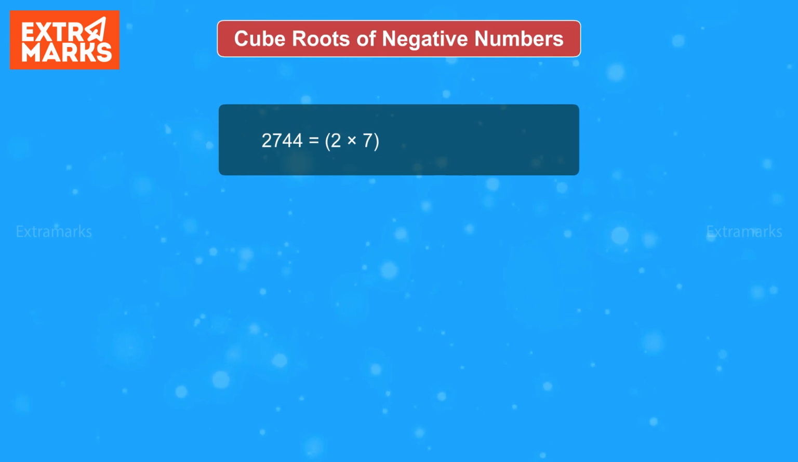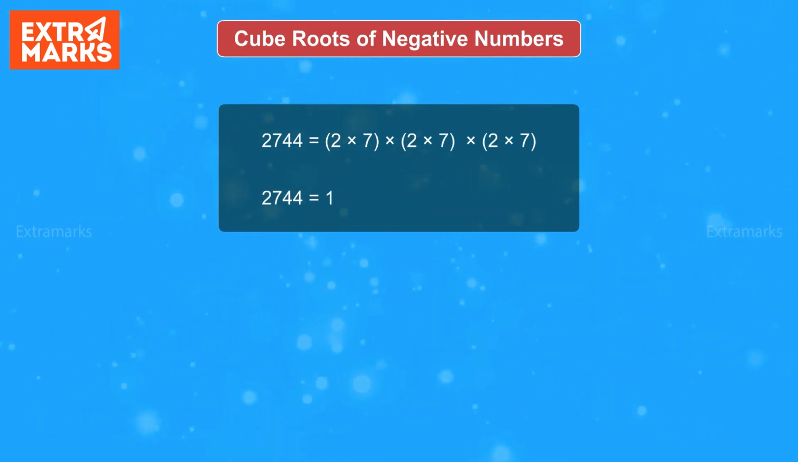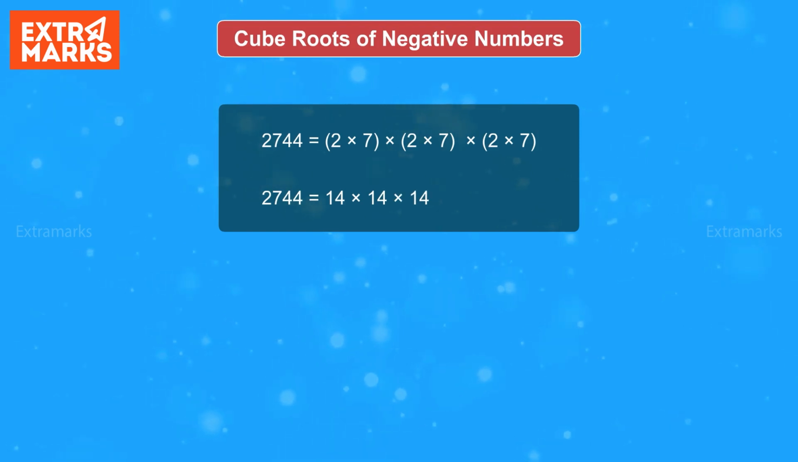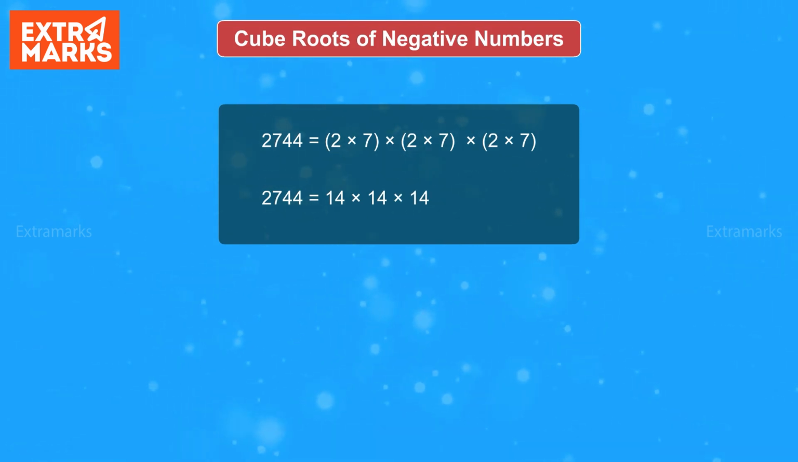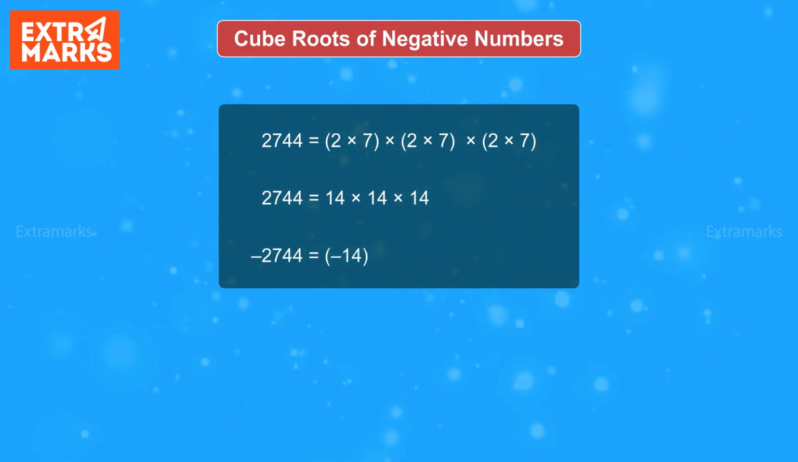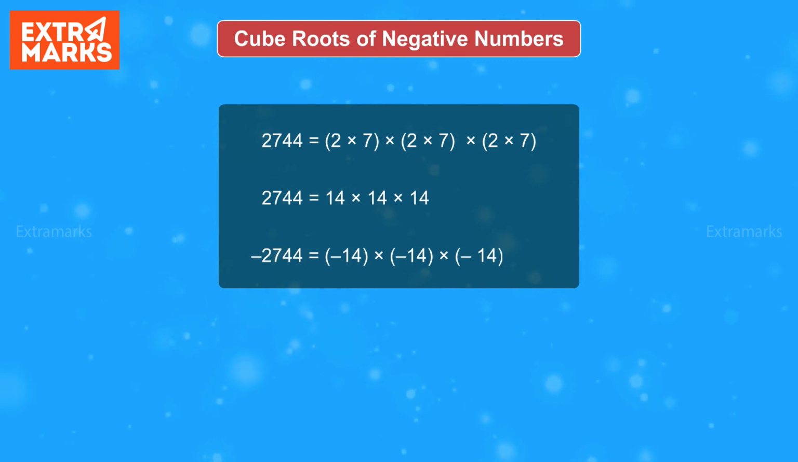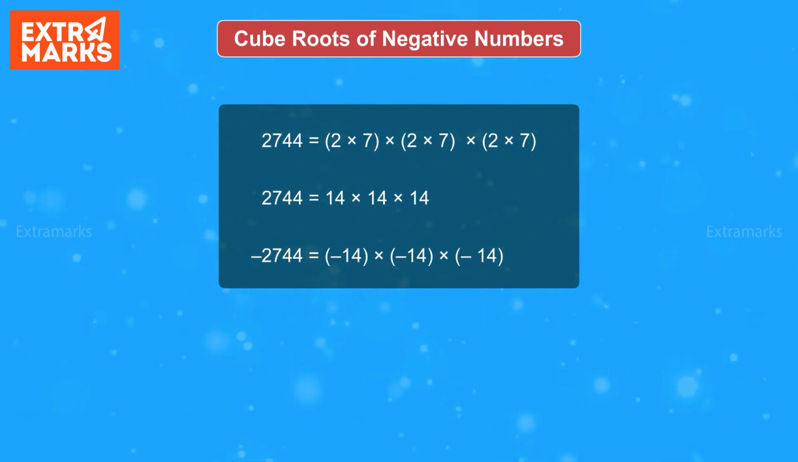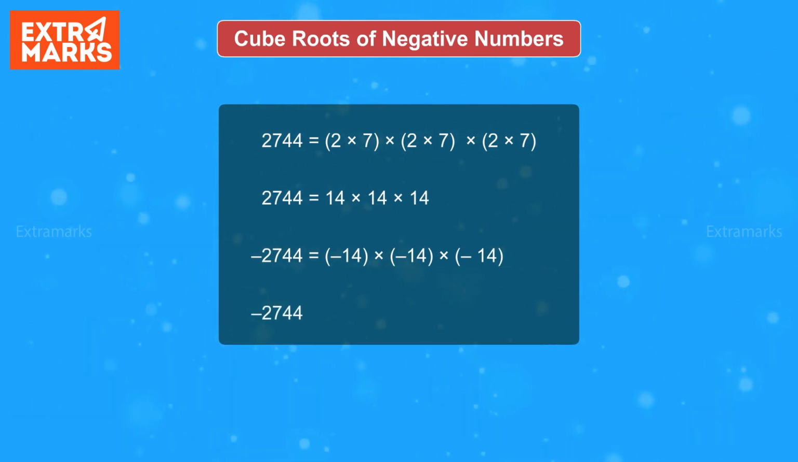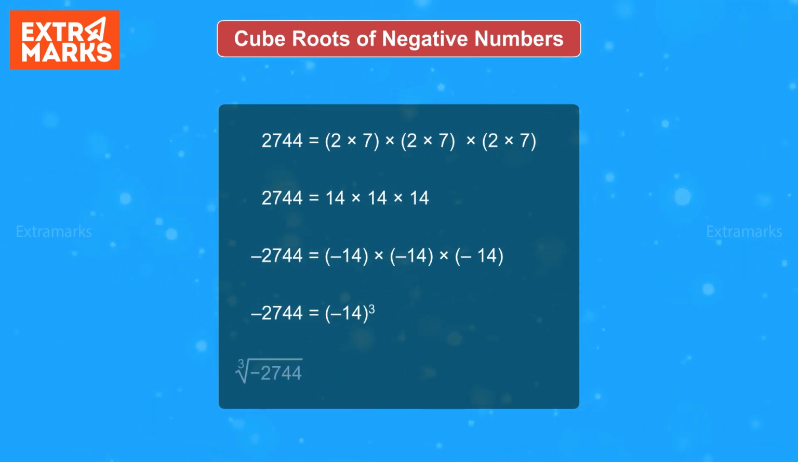Let's arrange them in 3 groups of 2 and 7. Further, it can be written as 14 multiplied by 14 multiplied by 14. Therefore, negative 2744 can be written as negative 14 multiplied by negative 14 multiplied by negative 14. Thus, negative 2744 is the cube of negative 14. Hence, the cube root of negative 2744 is negative 14.